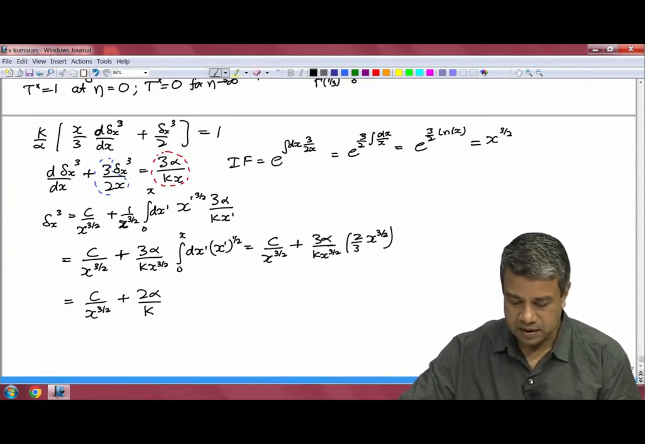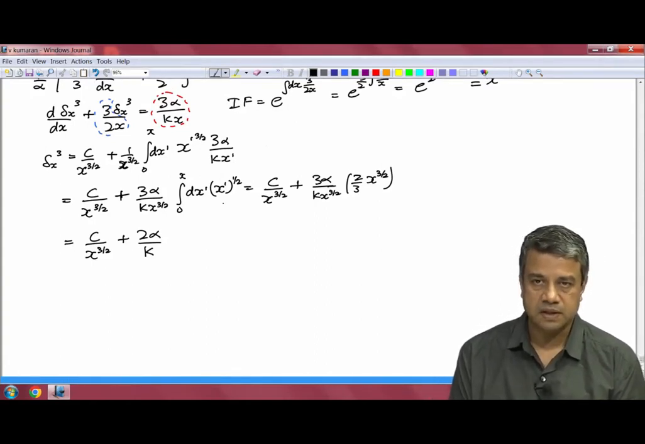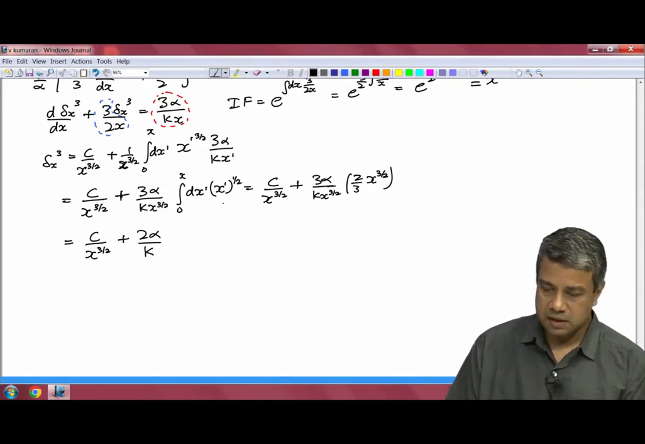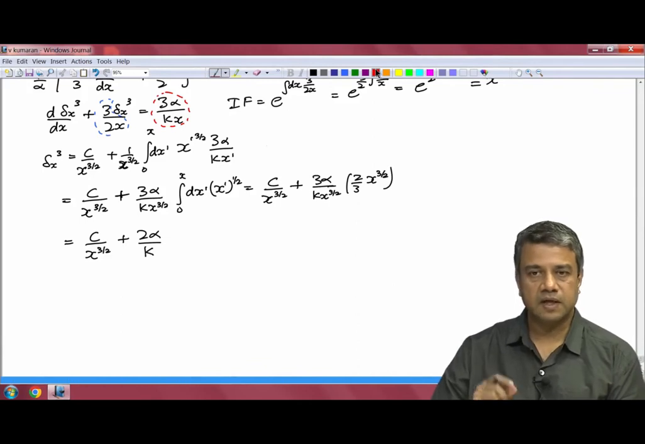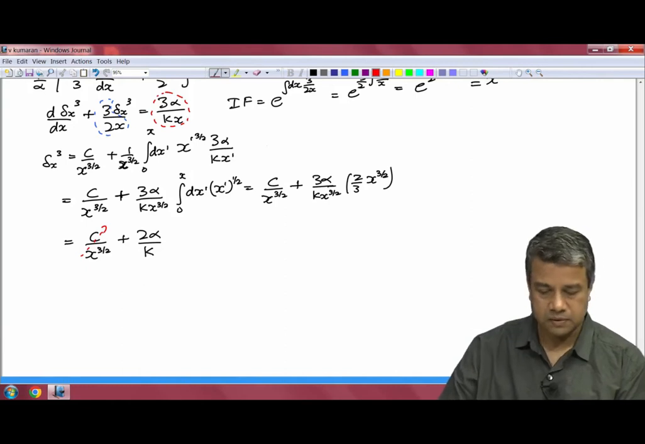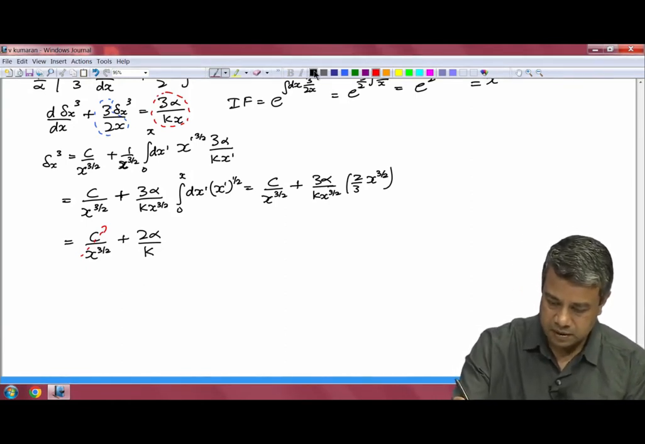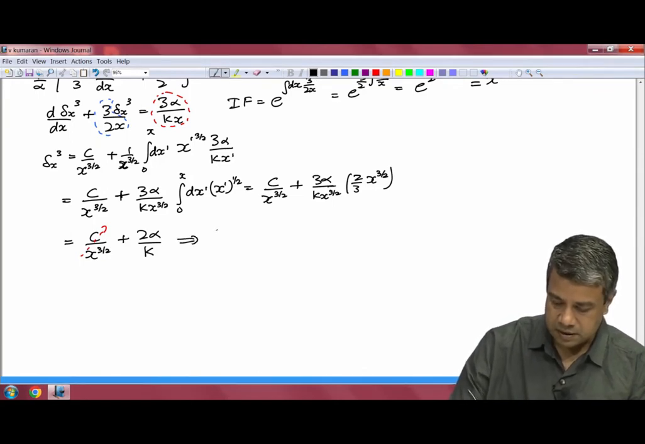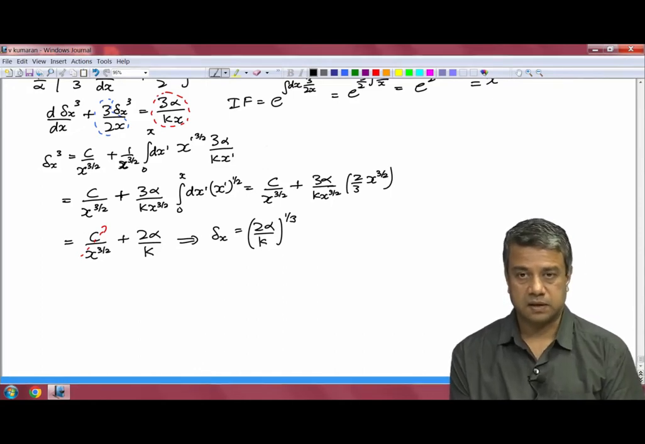The boundary layer thickness delta is finite only if the constant is equal to 0, because you have constant divided by x power 3 by 2. Therefore, for a finite boundary layer thickness at x is equal to 0, this constant has to be set equal to 0. And from that we simply get that the boundary layer thickness is equal to 2 alpha by k whole power 1/3. It is a constant.